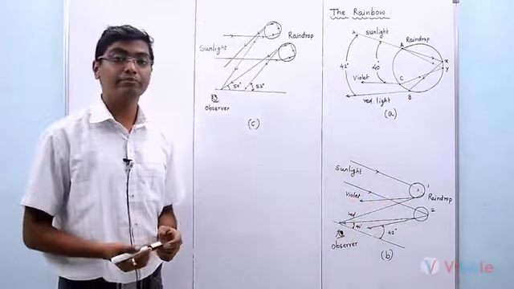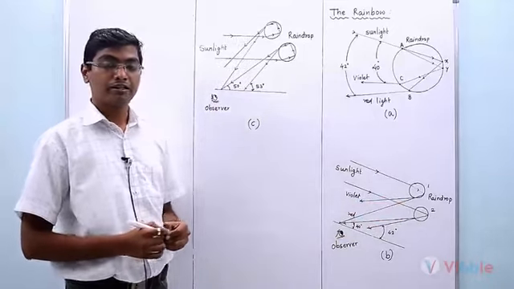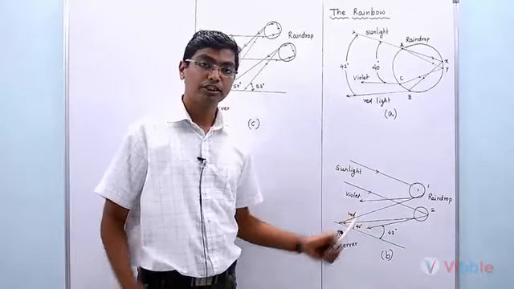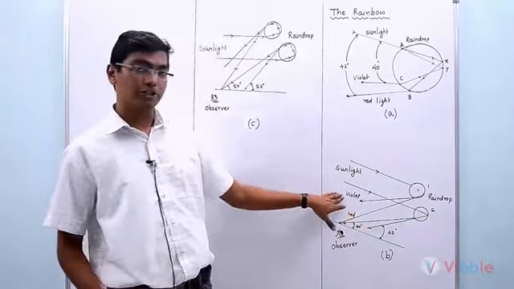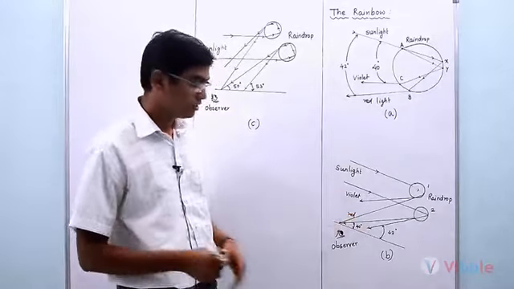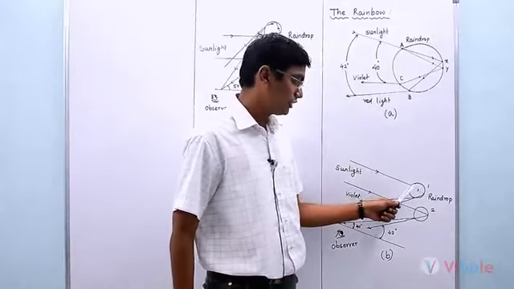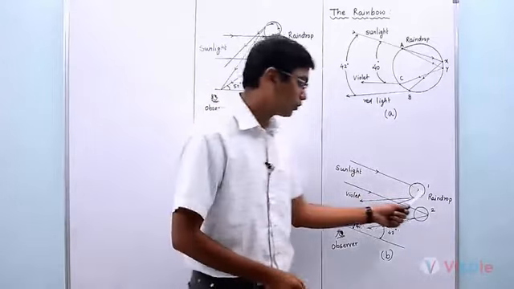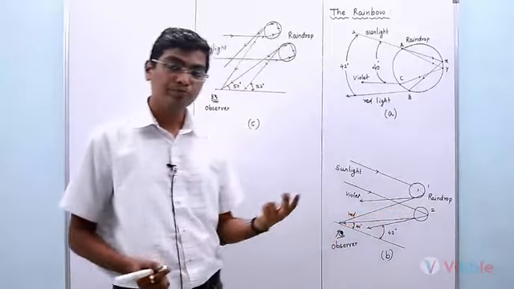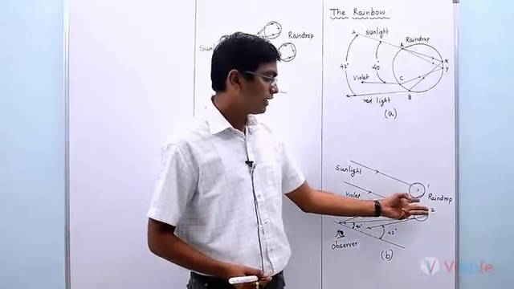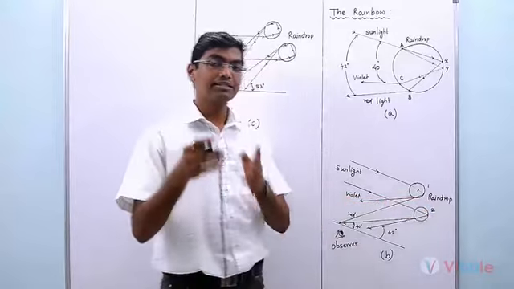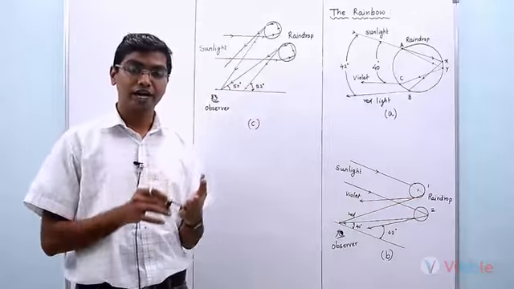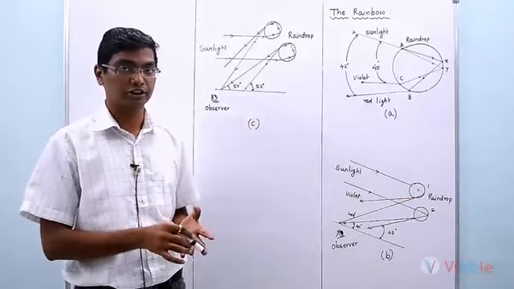There is secondary rainbow formation also possible. Now, how is secondary rainbow formation different from the primary rainbow formation? In case of primary rainbow formation, it's a 3-step process. In the first step, there is refraction taking place at the boundary between air and the water. Then there is total internal reflection. This is step 2. And at step 3, again there is refraction taking place at the boundary between raindrop and air. So it's a 3-step process: refraction, reflection, refraction.